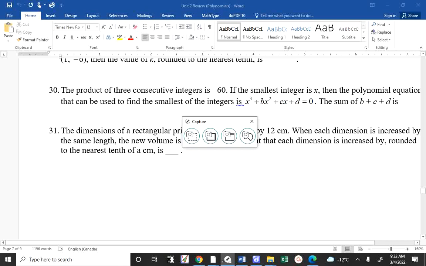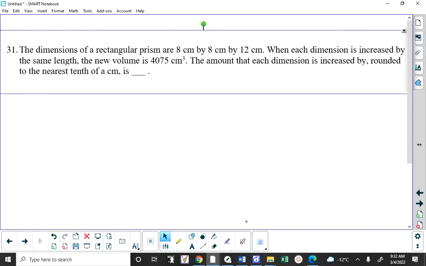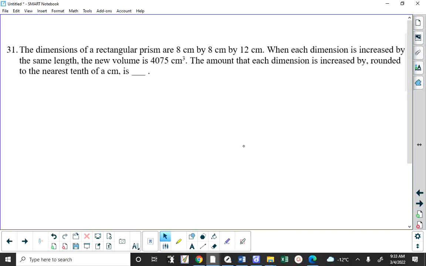But just in case you see one, I've seen a question like this before. We are told that the dimensions of a rectangular prism, it's always bothered me that if you're in a math class, you call it a rectangular prism. It's a box. So that's what a rectangular prism is, 8 by 8 by 12. And what you're going to do is increase each dimension, which means the length, the width, and the height, by the same amount, and you're going to get a new volume.